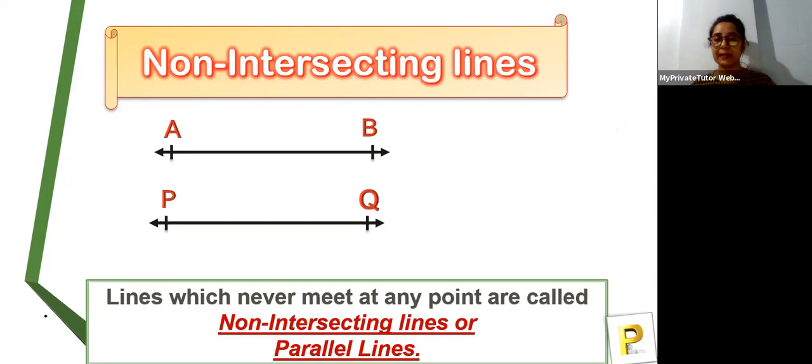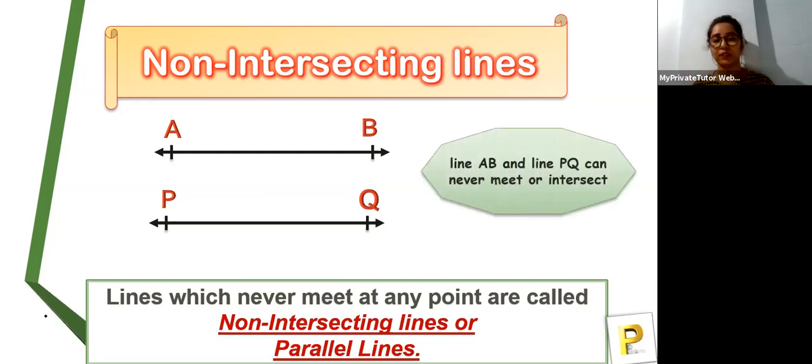So what are intersecting lines? Intersecting lines are lines that meet, and non-intersecting lines means they never meet. That is the simple thing you have to remember for both of them. So you can see that line AB and line PQ can never meet or intersect, and therefore they are called non-intersecting lines.